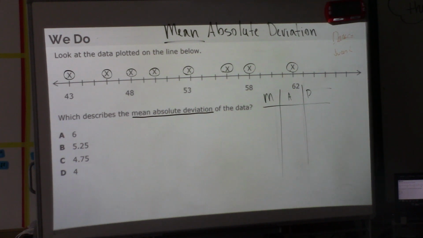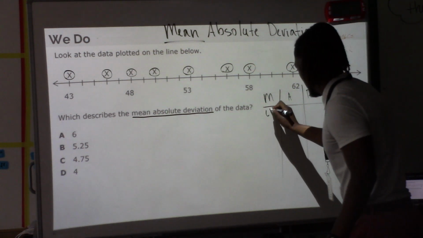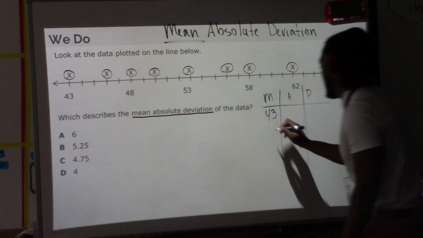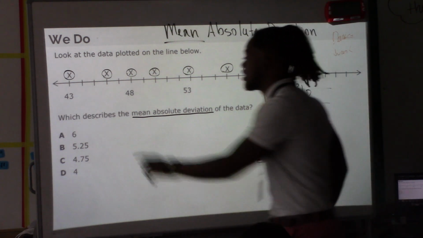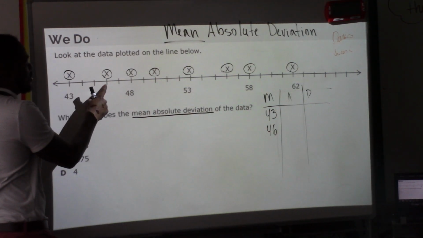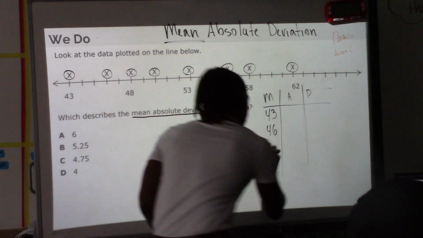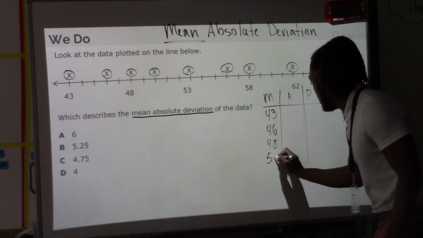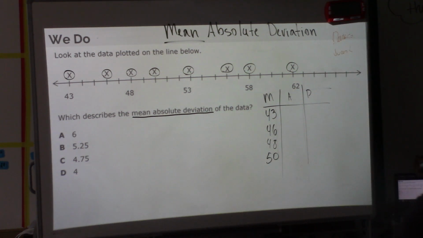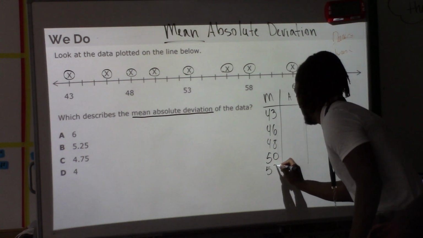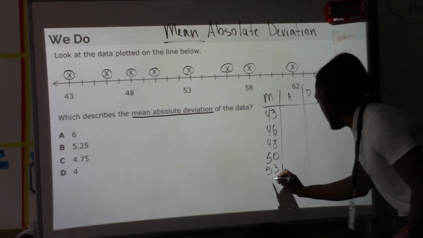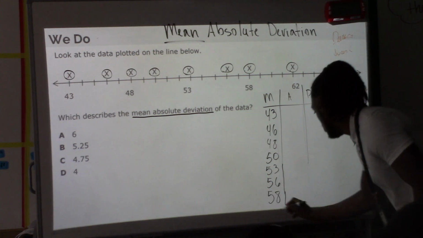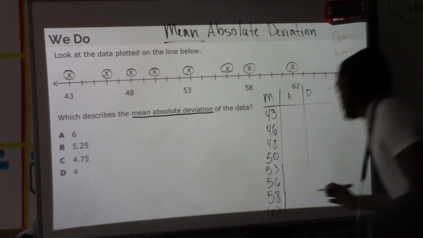And now we need to write the numbers. My first X is over what number? 43. What about my next one? 46, because this is 43, 44, 45, 46. The next one's over what? 48. What about my next one? 50. Good. I think y'all getting it. What about my next one? 53. And then 56, and then what? 58. And then what? 62. Man, that was a lot of numbers.